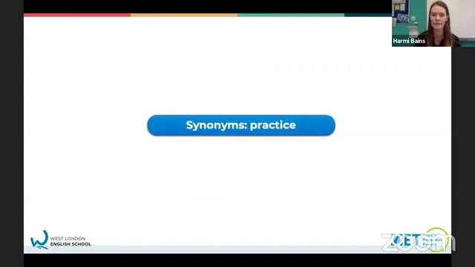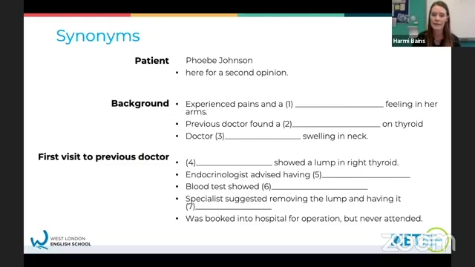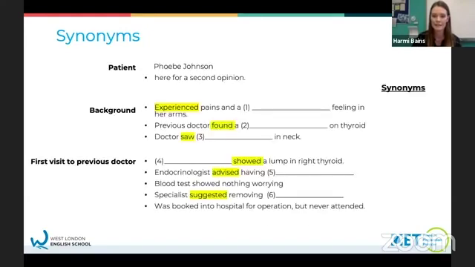So let's do a little bit more practice with some synonyms. Here I have a different case, another extract. This is Phoebe Johnson. And here are some highlighted words that you would have on your page. And again, I'm going to give you 30 seconds. I would like you to write down or type in the comments some synonyms for these words.